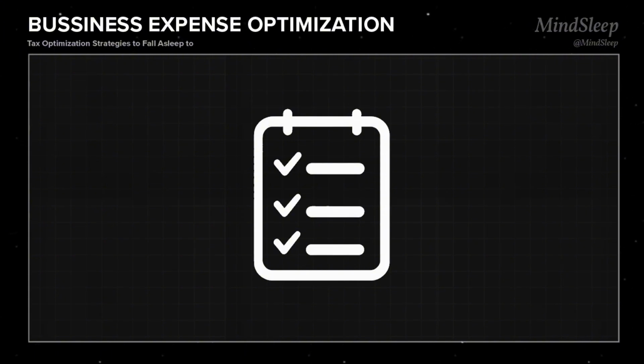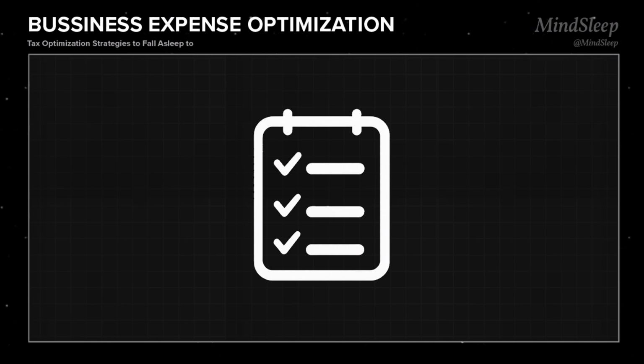Another advanced technique in the expense optimization toolkit is the strategic timing of major purchases. By understanding the interplay between depreciation rules and your business's projected income, you can make informed decisions about when to acquire significant assets. This might mean accelerating a planned purchase to take advantage of favorable tax treatment in the current year, or delaying it to offset anticipated higher income in the future.